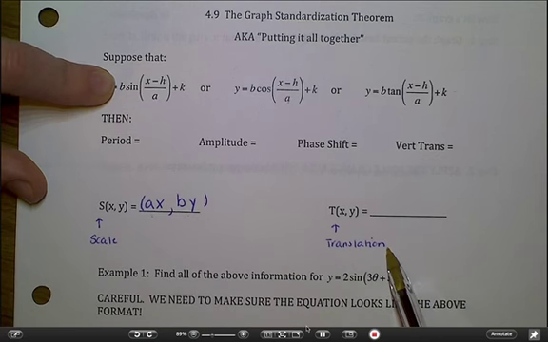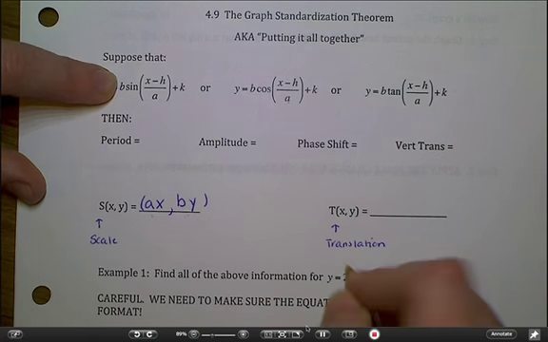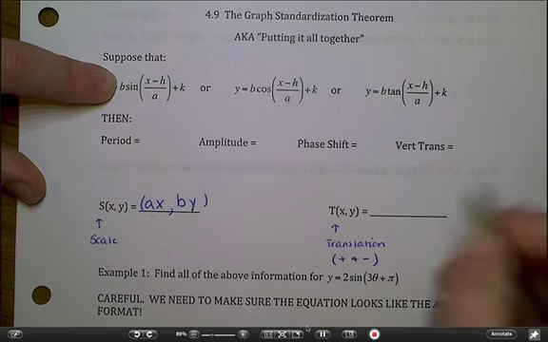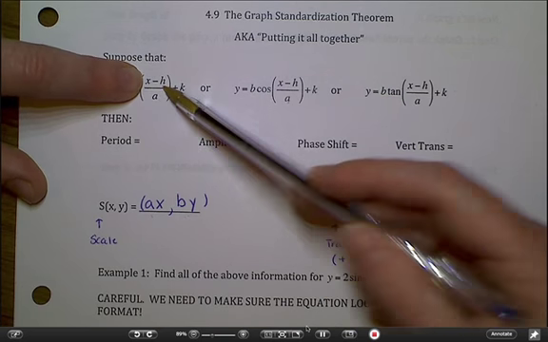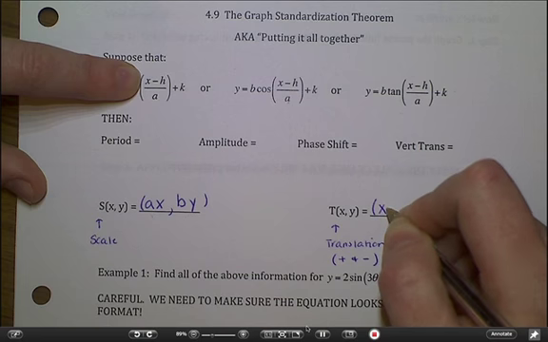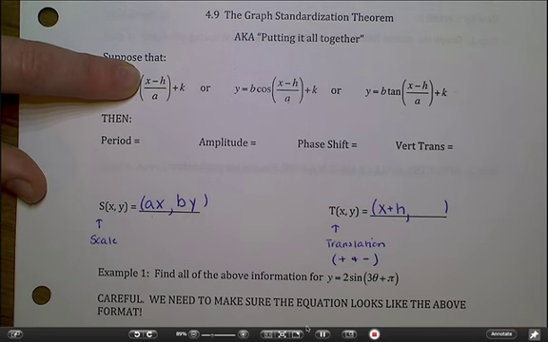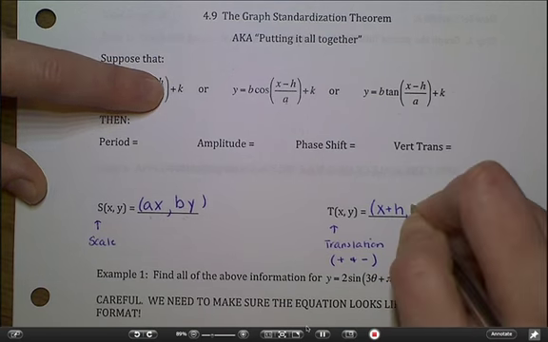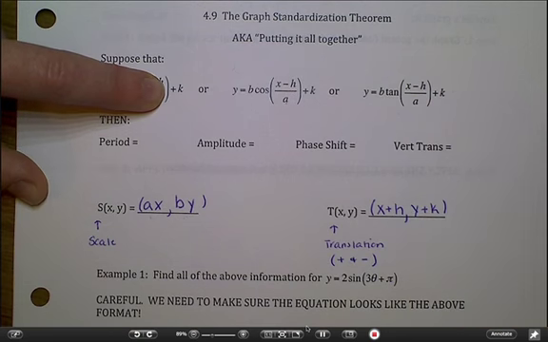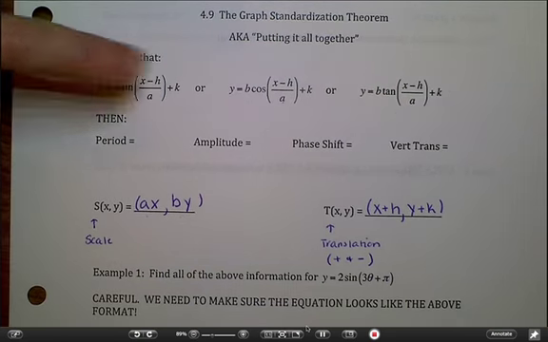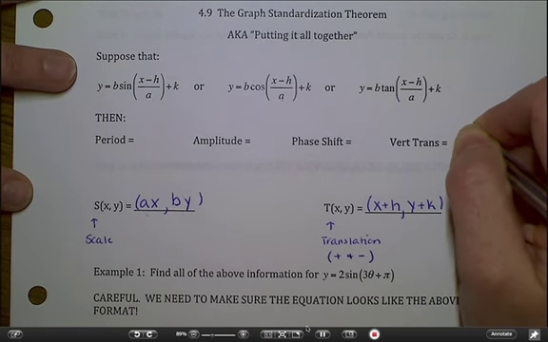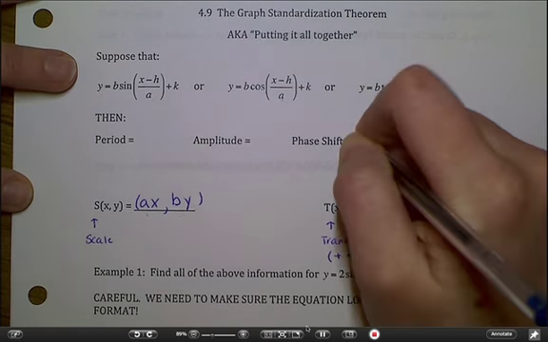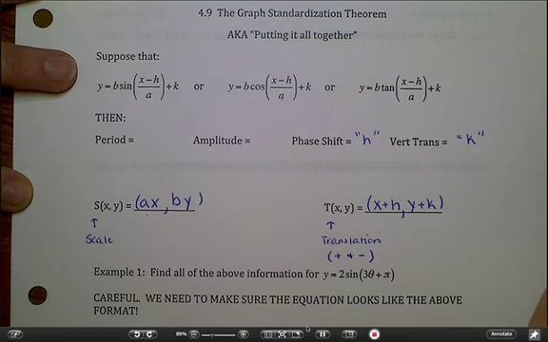For the translation, you want to look for addition and subtraction. So I'll just put a little addition and subtraction symbols here. And again, on the inside, we're subtracting h. So in the rule, we're adding h. On the outside, we're adding k. In the rule, that stays the same, y plus k. And so things like your vertical translation, that is your k value. Your phase shift is your h value.